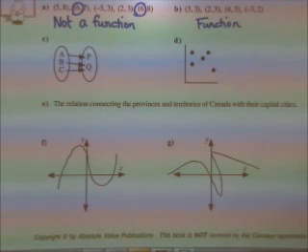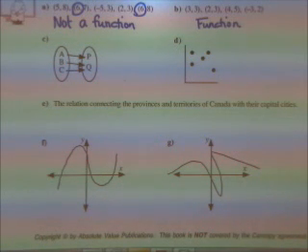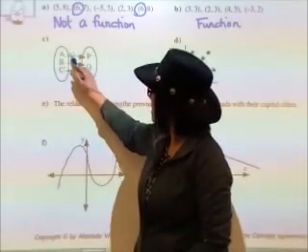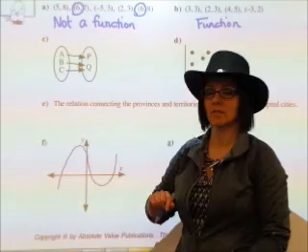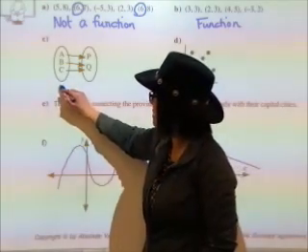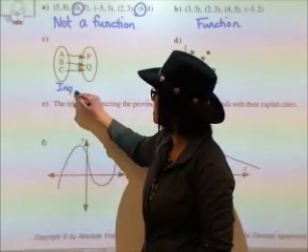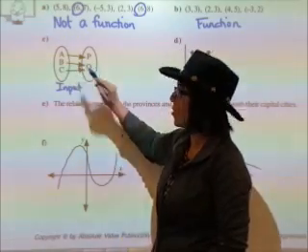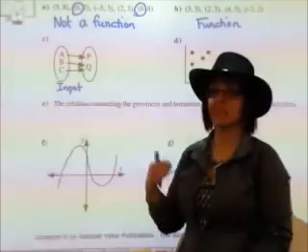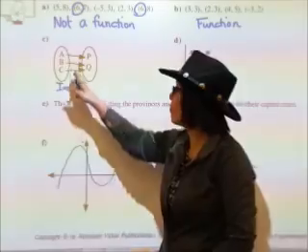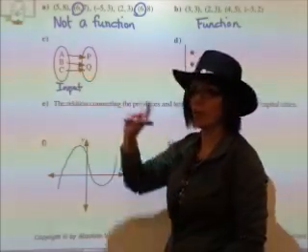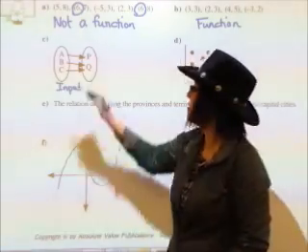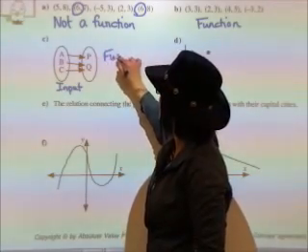Okay. Is C a function? Yeah. And why is it a function? Because I only have 1 arrow leaving each input. And I look, I only have one arrow leaving element C. I only have one arrow leaving element B. Even though they're both going to Q, there's only one of them. So this is a function.